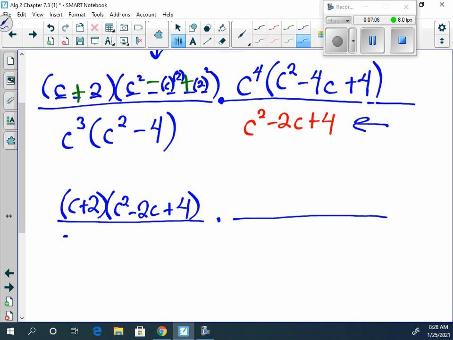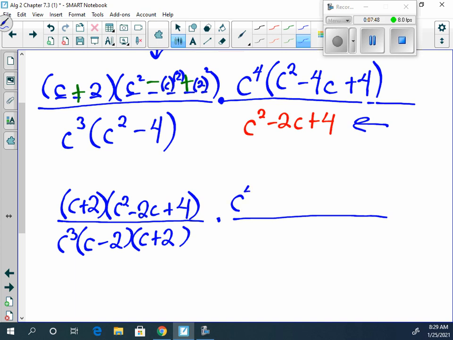Now the bottom of this first fraction, c cubed, well, we know c squared minus 4 will factor. Now what will it factor to? Y'all remember? c minus 2 and c plus 2, because it's a difference of perfect squares. So we get the same values for the first and second term, both terms. It's just the signs are opposite.